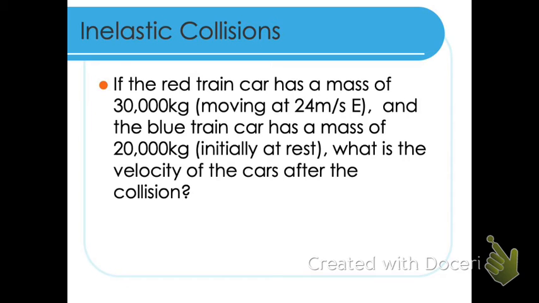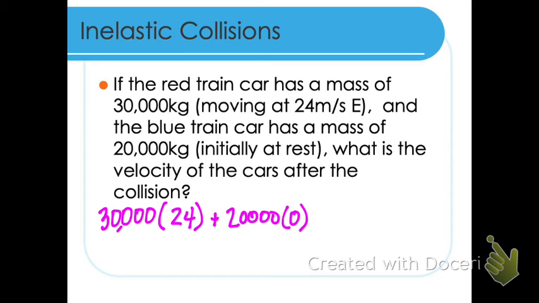So let's go ahead and plug it in. M1, I don't think we need to make our list here because it's pretty cut and dry. M1 times V1 plus M2 times V2, which we know is 0 because our second car was at rest. Then after the collision, we're going to add those masses together.